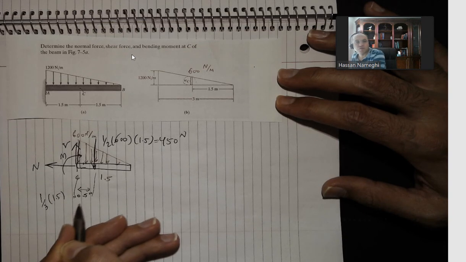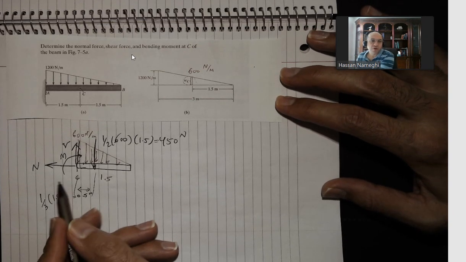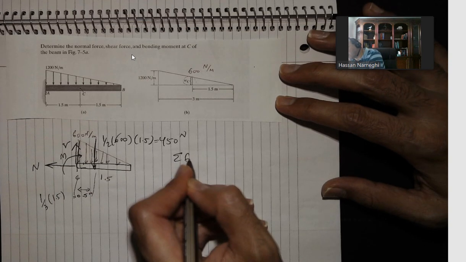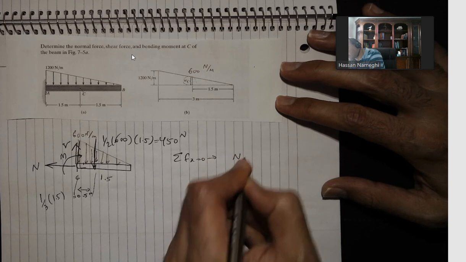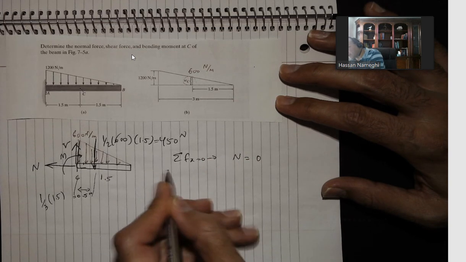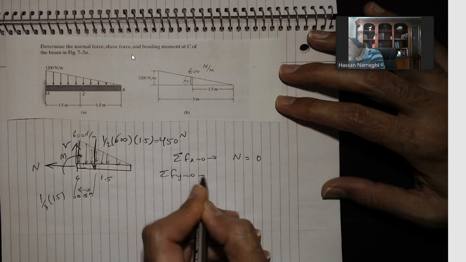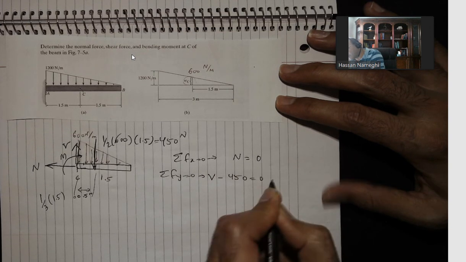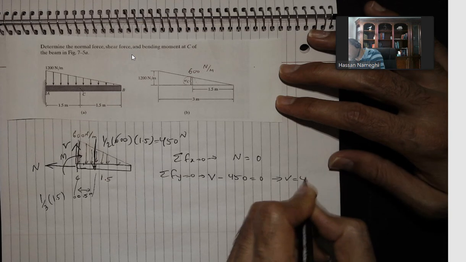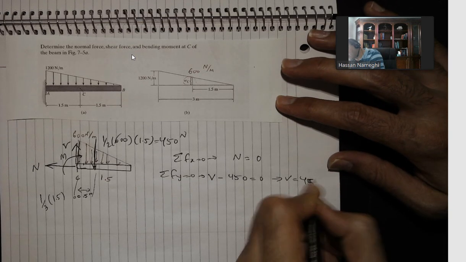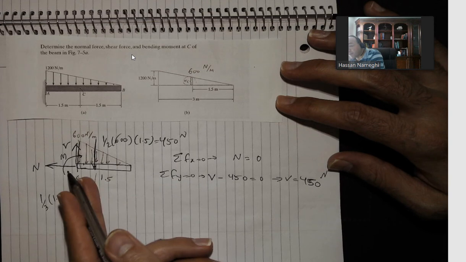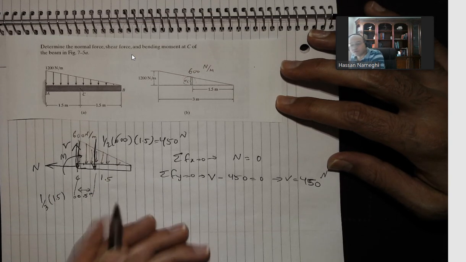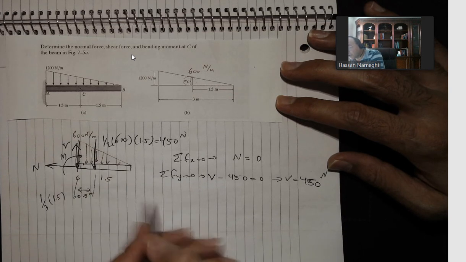The answer is 0.5. Now, how can I find N, M, and V? Very easy. You just do sum of Fx equal to 0. From here, normal force is 0. Sum of Fy equal to 0. I get V minus 450 equal to 0. So your shear force V is 450 Newton. If I want to find the moment, I'm going to take the moment about point C. That's the easiest way, because N and V are gone.